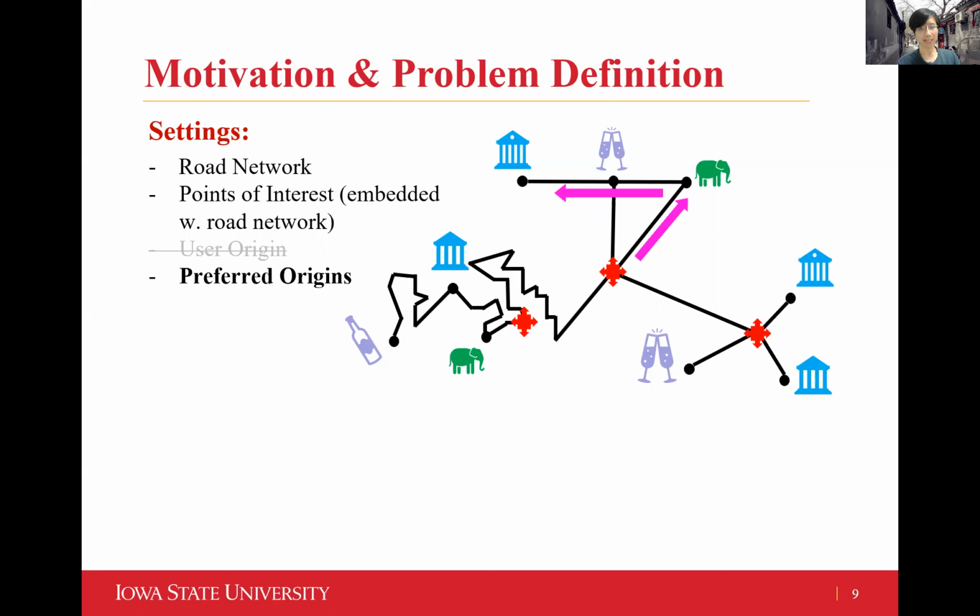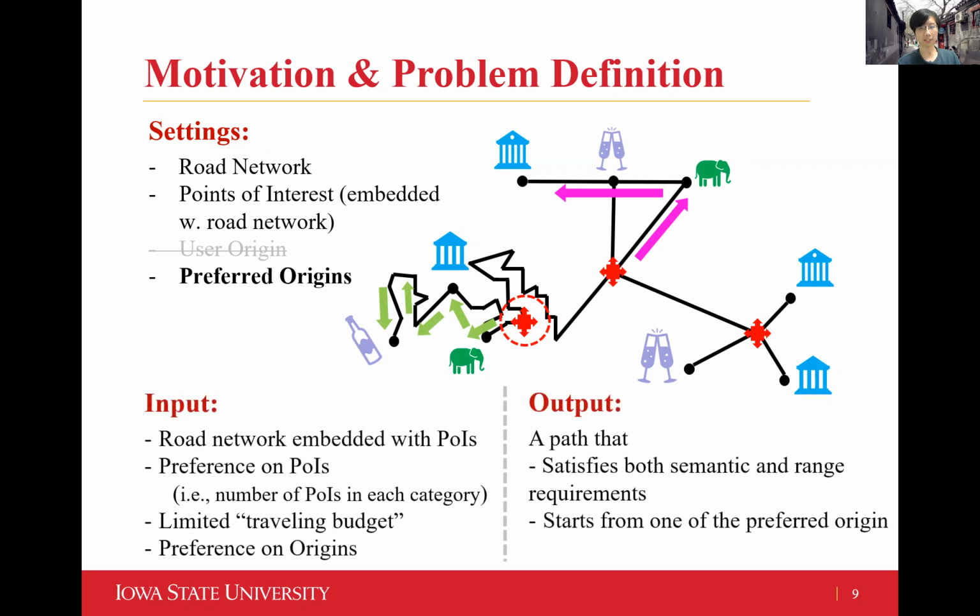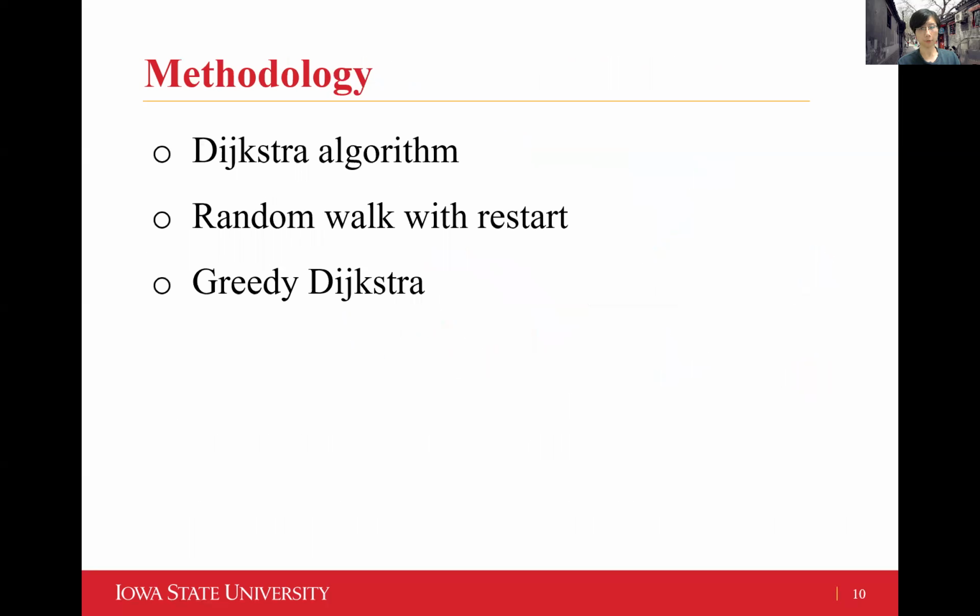Now, what if the situation is that we no longer know the starting location? Instead, we want the system to recommend one from a set of user-preferred origins. For instance, if we have 3 possible origins now, presented as the red crosses in the figure, the one in the dashed circle is another option for us. In other words, the problem now is, given the preference on POI, traveling budget, and origins, recommend a path as well as the origin. To answer this query, we used 3 methodologies in this poster.